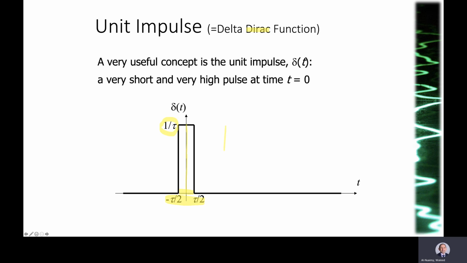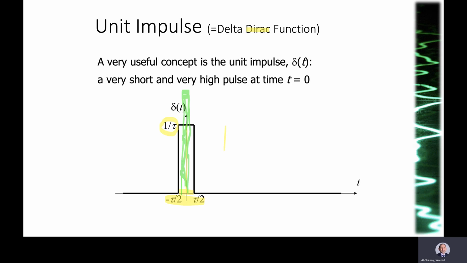Now imagine if that pulse became narrower and became wider. Sorry, narrower but taller. So imagine if this became narrower but taller, so that the area remained equal to one. Sorry, I'm struggling with this mouse, but you get what I mean. We have a narrower pulse, but a taller pulse, but the area remains one.